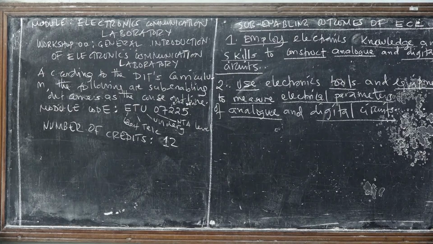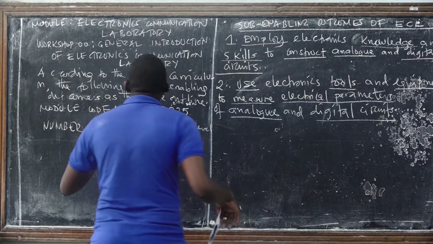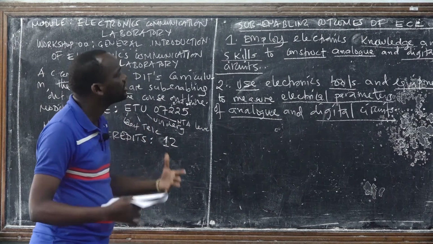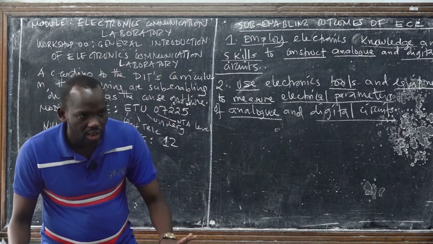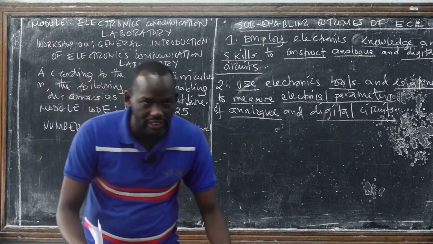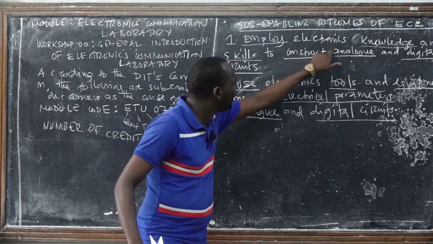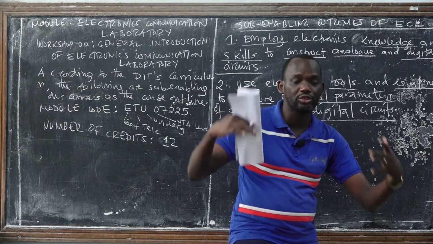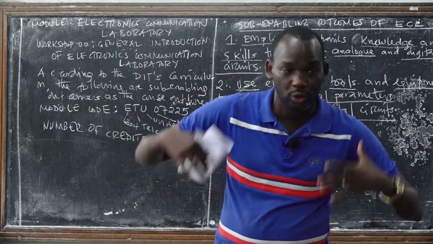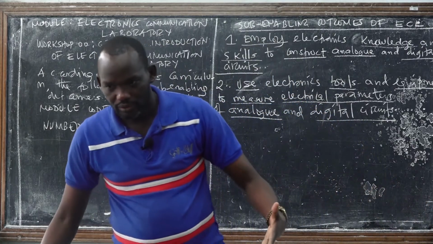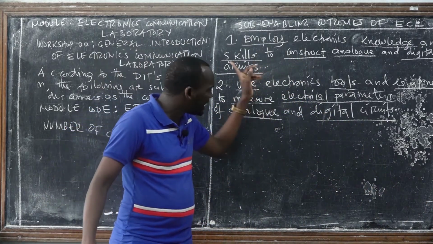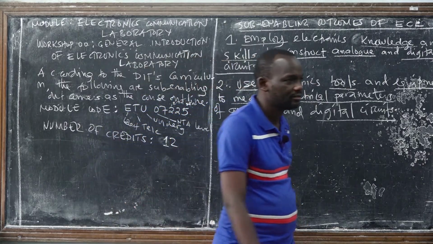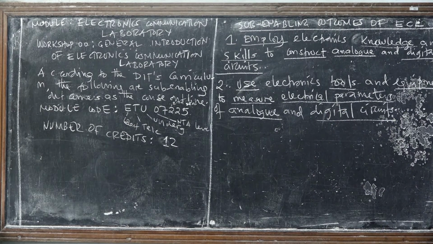Are we together? The sub-enabling outcome does not say that the teacher has to teach you electronics knowledge and skills. The teacher who is teaching you electronics and communication laboratory comes with an assumption that a student already has electronics knowledge and skills for constructing analog and digital circuits. So the teacher has to make sure the students employ, use the previous knowledge and skills to construct the analog and digital circuits. Are we together?